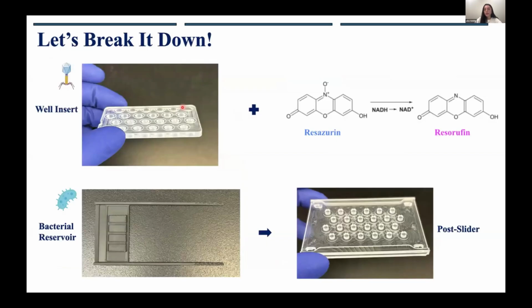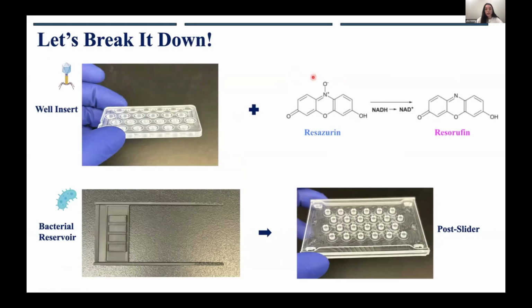Phages will first be mixed with a redox-sensitive dye known as resazurin in this well insert. This is able to detect actively growing cells. Resazurin starts off as blue, but when bacteria are metabolically active, the dye gets reduced and turns into its pink form known as resorufin. The chemical reaction is shown over here.